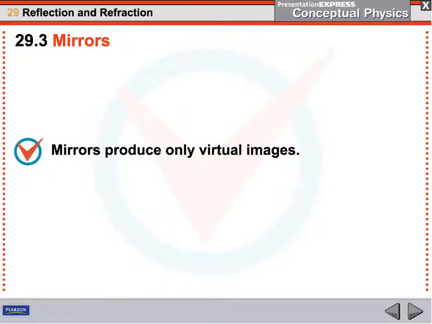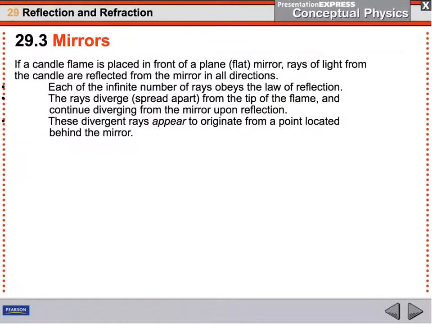Mirrors produce only virtual images. If a candle flame is placed in front of a plain flat mirror, rays of light from the candle are reflected from the mirror in all directions. Each of the infinite number of rays obeys the laws of reflection. The rays diverge, spread apart from the tip of the flame, and continue diverging from the mirror upon reflection. These divergent rays appear to originate from a point located behind the mirror. This is why it looks like there's a candle on the other side of the mirror.